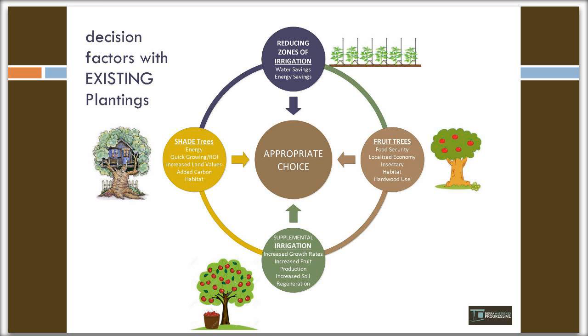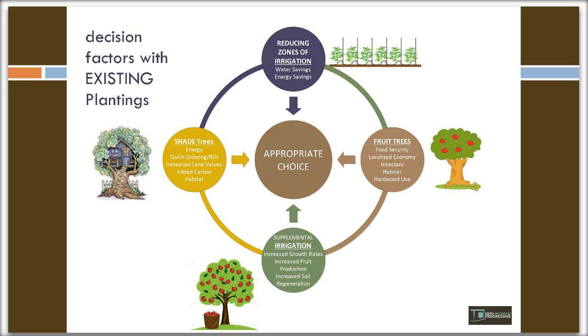Just going around the circle here, we can see shade trees would give us a lot of energy savings as far as shading a house on the southwestern side. They're faster growing, so we get a quicker return on investment. Giving that water to a shade tree sometimes will increase the land value quicker. It'll give us that energy savings, and of course it adds carbon and habitat to the property. Whereas fruit trees will give us food security, and sometimes a localized economy if you produce quite a few fruit trees with your graywater.